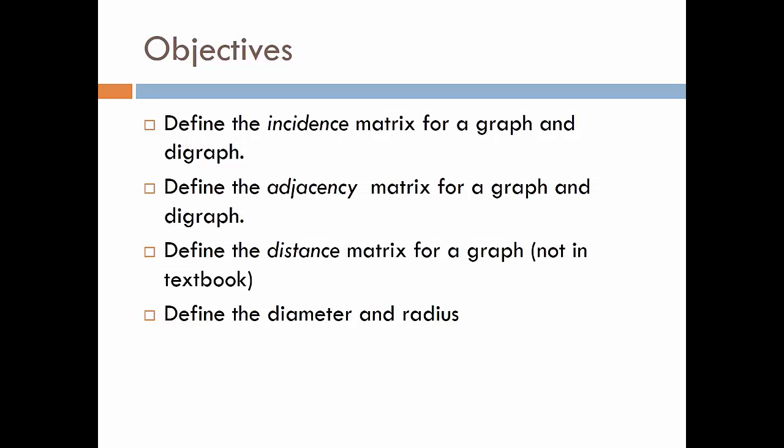We're going to define the incidence matrix for a graph and for a digraph. We're going to define the adjacency matrix. We're going to define the distance matrix. And we're going to use this distance matrix to help us define the diameter and radius of a graph.